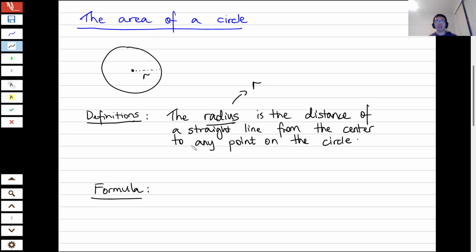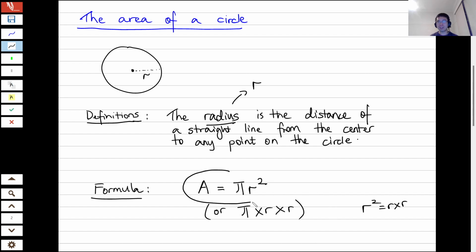Now, if we know the radius, then we have a formula for the area. So here's the formula. The area is pi r squared. Or you could write pi times r times r, since r squared is r times r. Okay, you'll often see it written like this. You might choose to write it like this when you type it into your calculator.